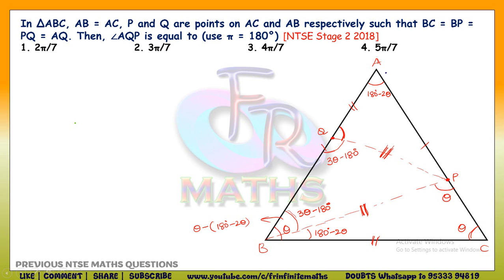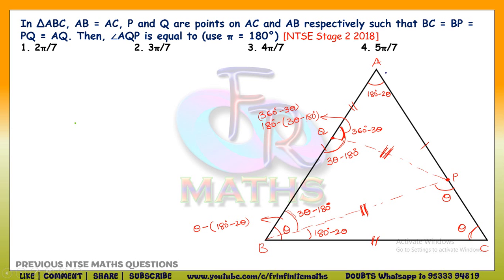Now if you observe this particular angle, this total angle is 180 degrees because it is a linear pair. That means we can find this particular part by subtracting from 180 degrees this particular angle. So I can write it as 180 degrees minus 3 theta minus 180 degrees. Now when I simplify this, minus of minus 180 becomes plus 180. Then this becomes 360 degrees minus 3 theta. So this particular angle is 360 degrees minus 3 theta. Okay.